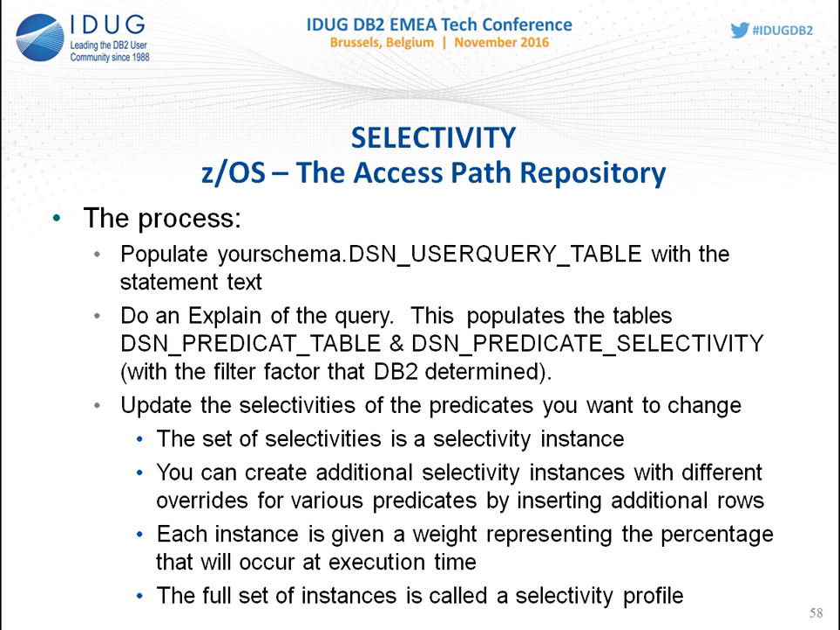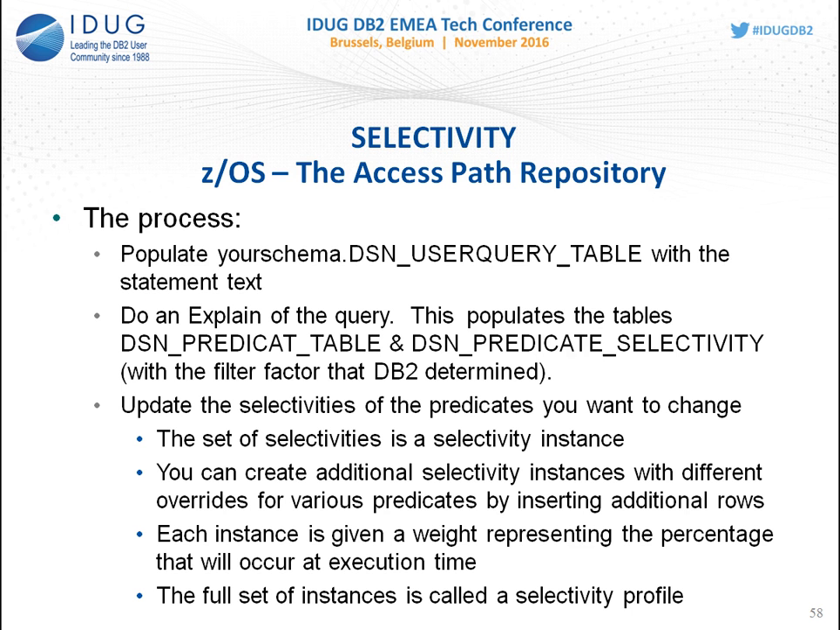Then you can manually update the selectivities of the predicates you want to change, and the whole set is called a selectivity instance. If you want, you can create other instances with a different combination of selectivities, giving each one a weight, and the full set is called a profile. But that can get very complicated, and DB2 can still only pick one access path. It's probably not worth going into that much detail and effort to make multiple sets with weights.